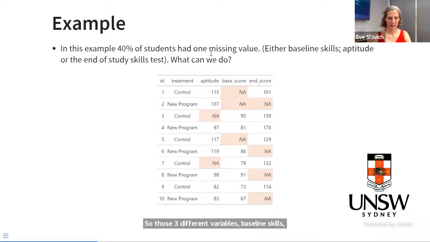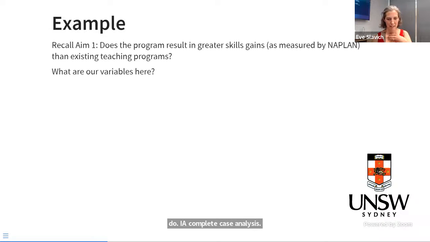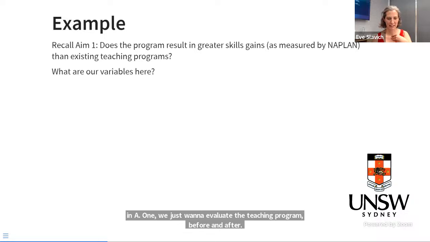So what can we do? We think this is too much data to do a complete case analysis. We're going to try to account for our missing values. So in aim 1, we just want to evaluate the teaching program before and after. So what are our variables here?